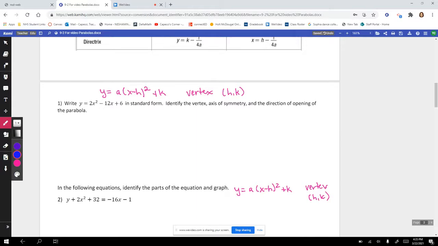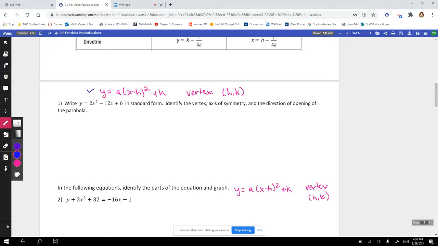All right, so our first one, we want to write this equation in standard form. So what I did was I have this equation right up here for you so we can get started with it. We need to identify the vertex, the axis of symmetry, and the direction of open, whether it's opening up, down, left, or right.